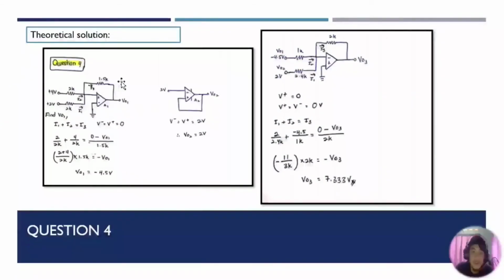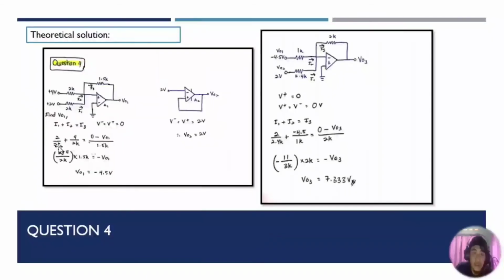For the theoretical solution, I will also separate all the op-amps to get the values of V output 1, V output 2 and V output 3. For V output 1, we use the method of current in equals current out. Here we have two currents in, which are I1 and I2, so I1 plus I2 equals I3. As we can see at the op-amp, V negative is connected to ground, so the value is 0. So the value of V positive will also be 0.